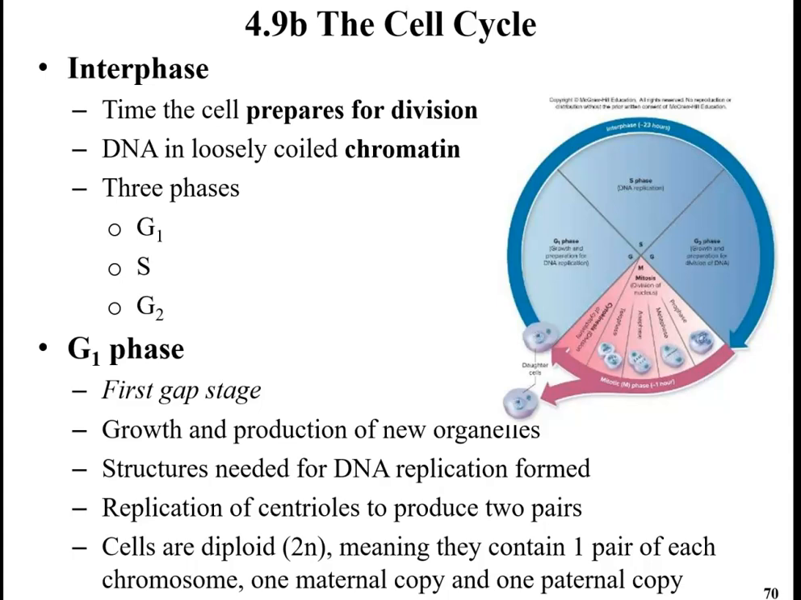And then in this phase, the cells are diploid, meaning that they contain one pair of each chromosome, one maternal copy and one paternal copy. So cells in this stage have 46 chromosomes, 23 from mom and 23 from dad.